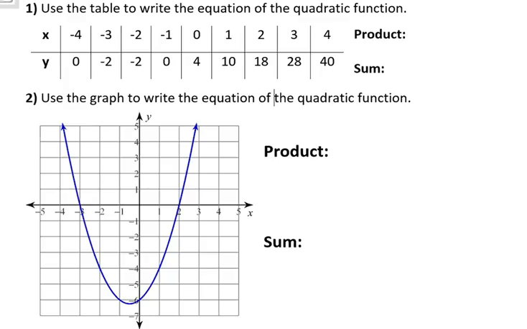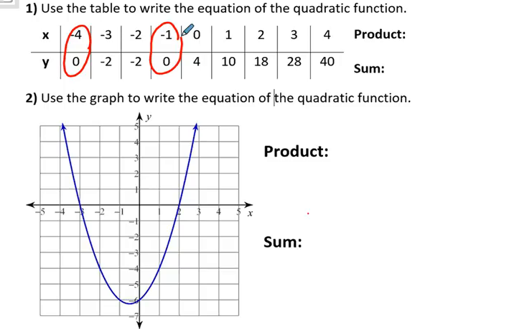Okay, these problems ask us to use the table and the graph to write the equation of the quadratic function. We know that we can use the x-intercepts to help us find the equation of the quadratic function. So first we need to identify the x-intercepts. On problem number 1, we see that there's an x-intercept at x equals -4 and another x-intercept at x equals -1.